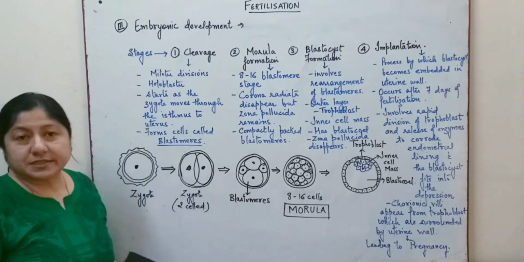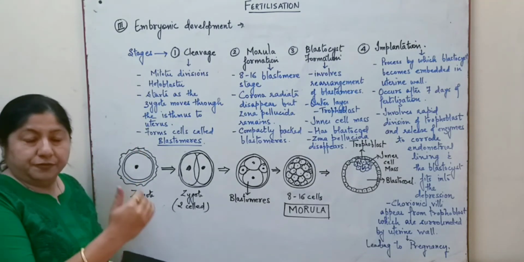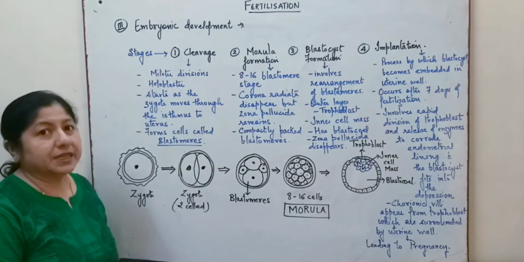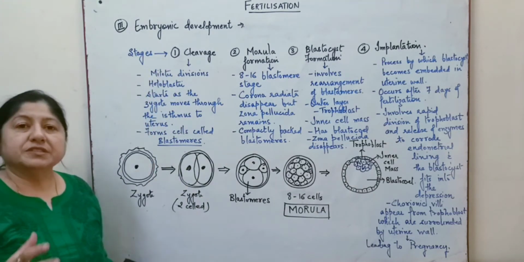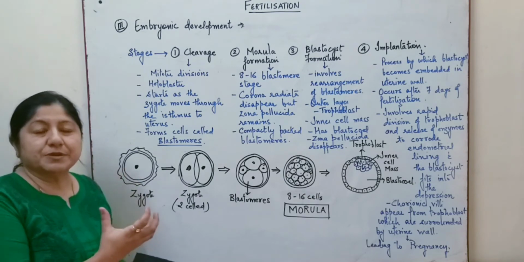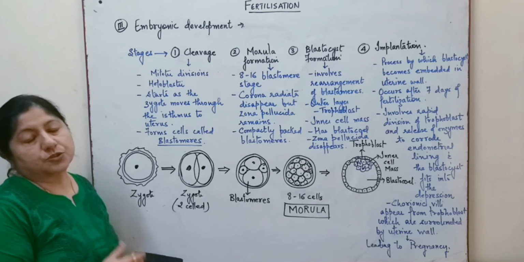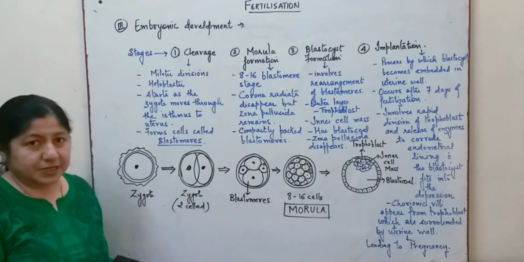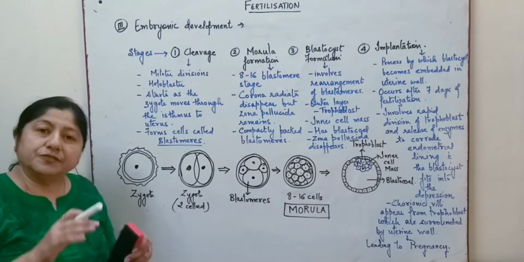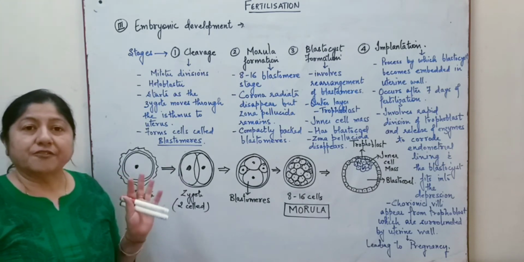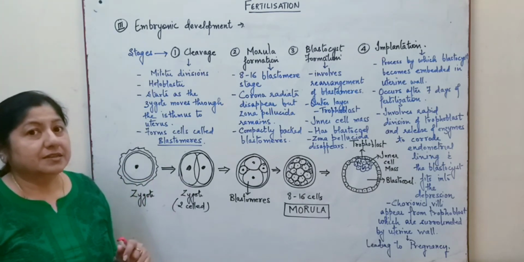Coming to the next stage of the fertilization process, we'll be talking about embryonic development. In the previous video, we talked about insemination and the events which take place to facilitate the process of fertilization. Now, after fertilization happens, the following changes take place in the zygote.